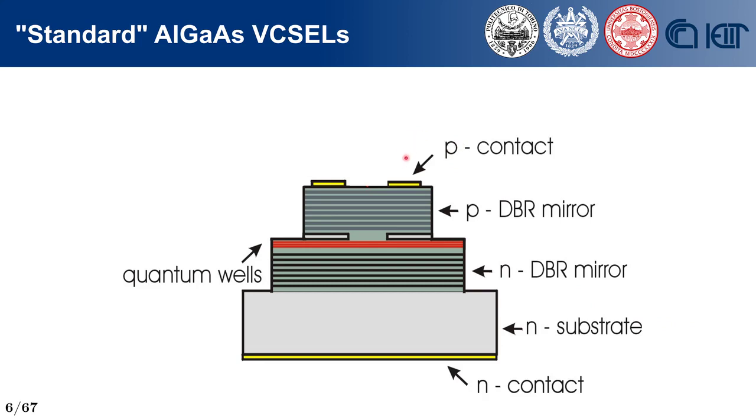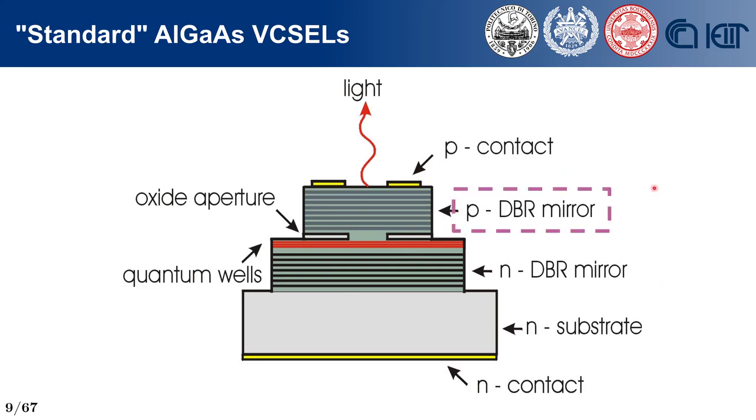The P contact is where current is injected, it flows here, and then it is collected at the N contact. There is still one piece missing, which is the oxide aperture. This is pretty useful both for focusing current just here and to provide optical confinement, so mode engineering for the VCSEL. Now, in this presentation, we are going to talk about something that concerns two specific parts of this device: the p-doped DBR and the oxide aperture.